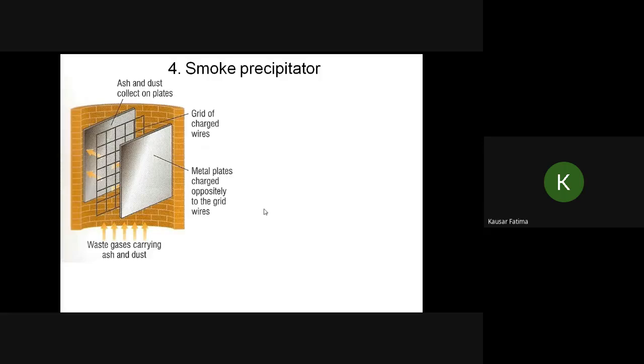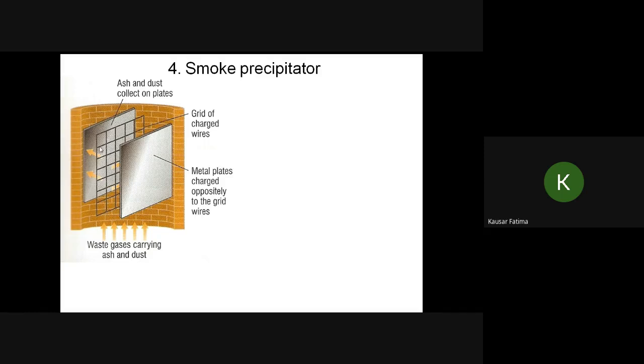Smoke precipitator. This is to remove the smoke and dust from the chimneys of the industries and factories. So you can see these are two metal plates, and in between there is a grid of charged wires. Okay, and this ash or waste gases will rise up because they are lighter. So when they rise up, they will pass through this grid, and they will gain the charge.